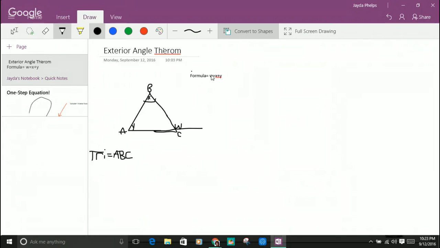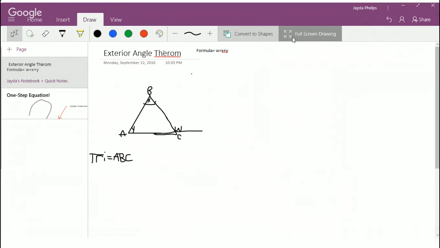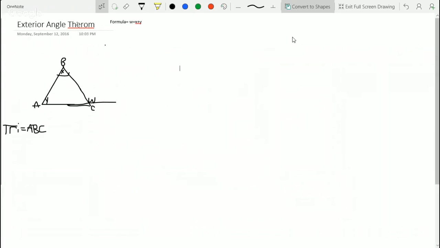And like I told you before, it's very important that you know the formula. Now, the reason I'm using W, X, and Y is that it can be any number really. I'm using X, Y, and W because I want to use it that way.